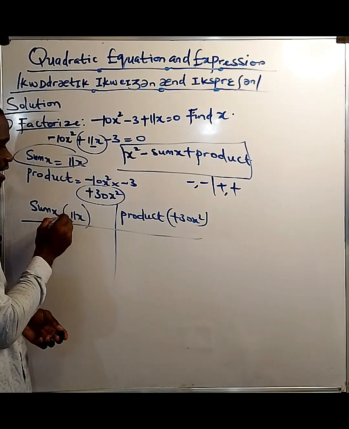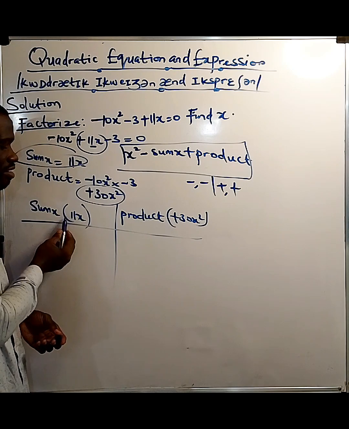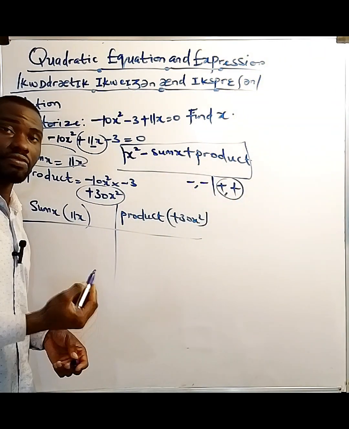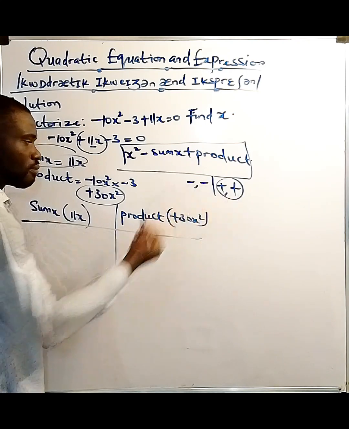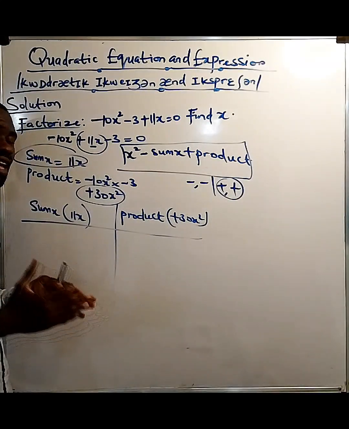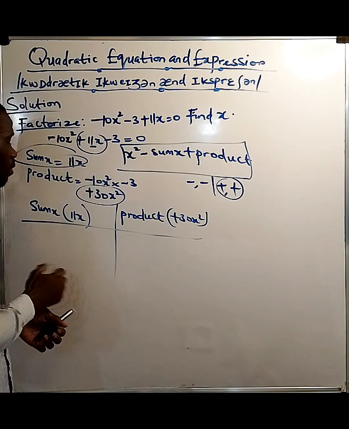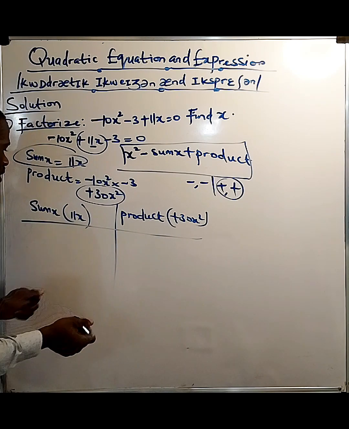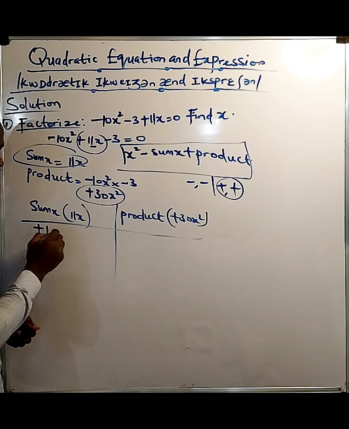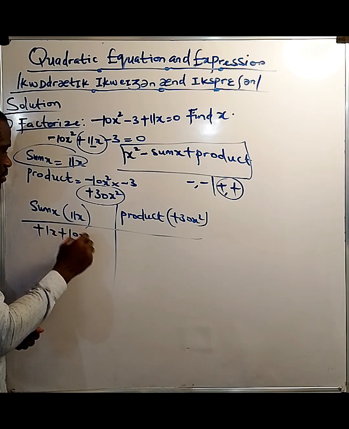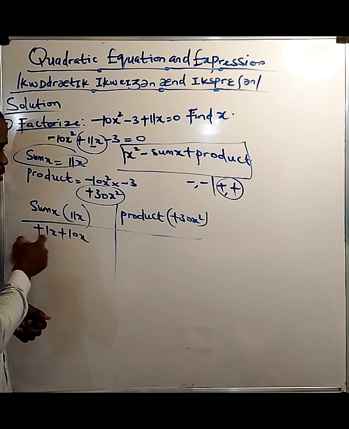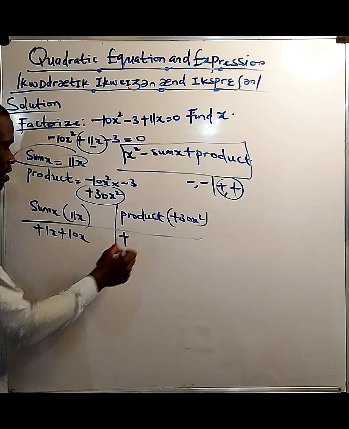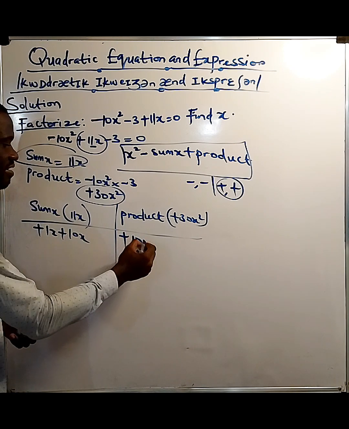So the sum we have here is plus 11x. For the fact that the sum is positive, it means that the signs of the factors were both plus and plus. So now the question is, what are the two numbers that when I combine them, I will get plus 11, and when I multiply them, I will get plus 30x squared? So if we say plus 1x plus 10x, what would that give us? That will give us plus 11x. When multiplied, plus and plus is plus, 1 times 10 is 10, x times x is x squared.